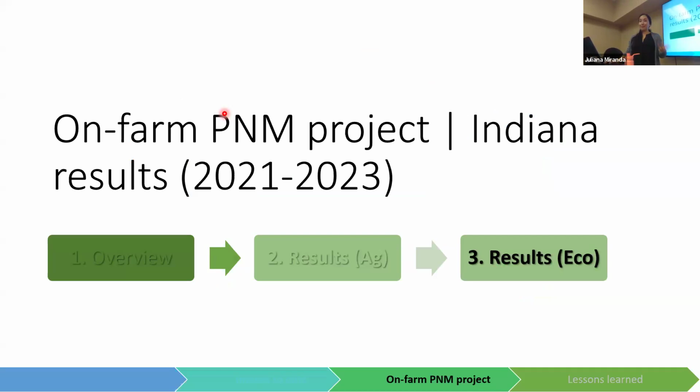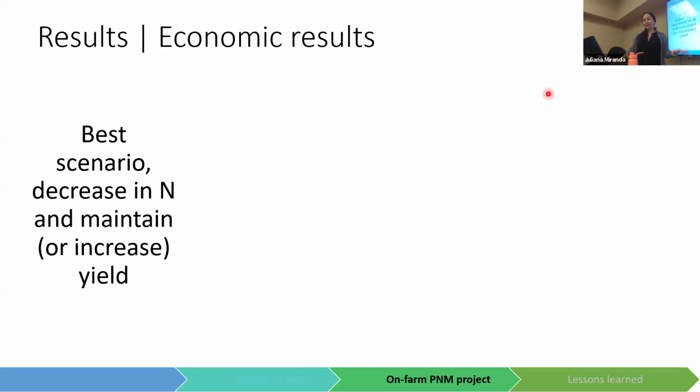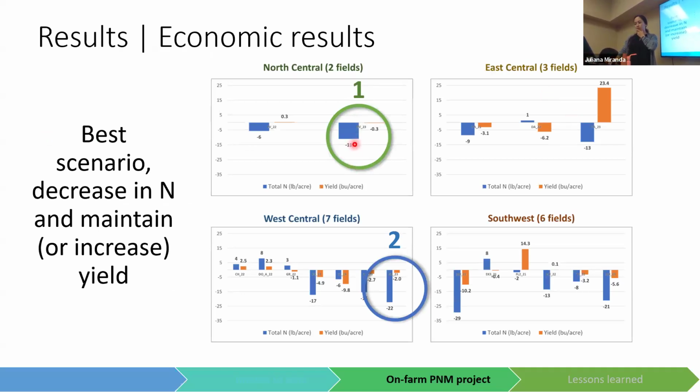Now, in terms of the economic results. For the profit, I consider the income, that would be the yield times the corn price, and also the cost. The cost includes the fertilizer cost and also the application cost. So in the best scenario, in which we decrease the nitrogen use and we keep the same yield or improve it, I have two examples here. We decrease the nitrogen use and the yield stays similar.